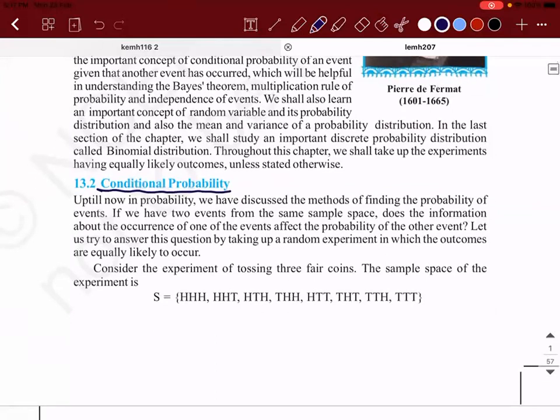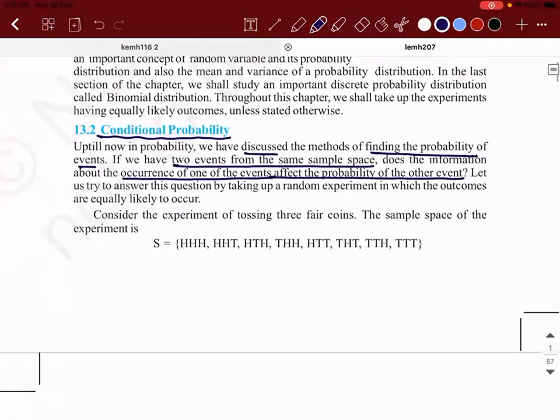So till now we had been discussing the methods of finding the probability of events. If we have two events from the same sample space, does the information about the occurrence of one of the events affect the probability of the other event? That is what we need to understand. Let us take an example. The best way to learn probability is by example only. There is no such theory.